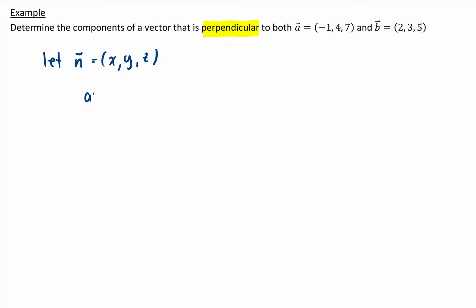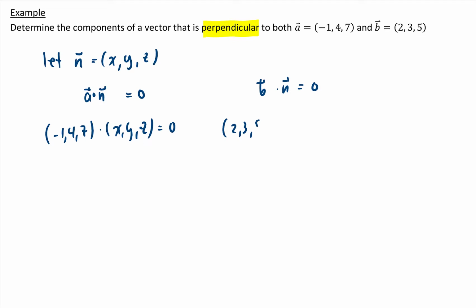We also note, since it's perpendicular, that a dot n must equal 0 and b dot n must equal 0. So for a, I have negative 1, 4, and 7. And remember, for n, I have x, y, and z. So I'm going to dot those two vectors. For b, I have 2, 3, and 5. And again, for n, I have x, y, and z.